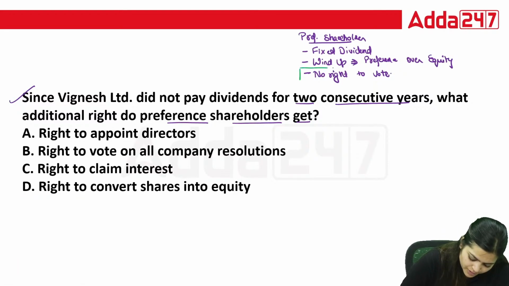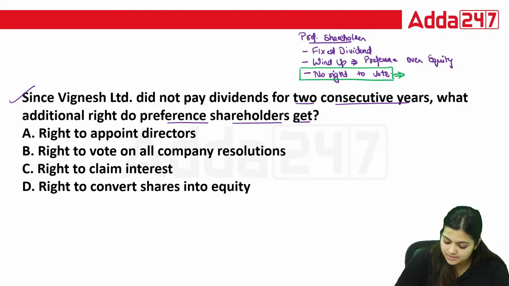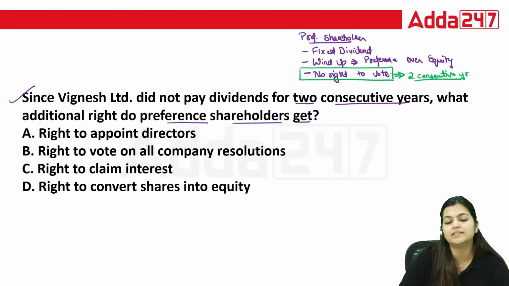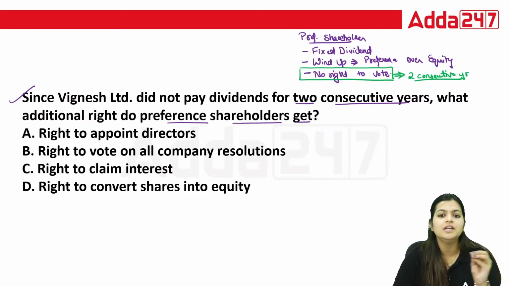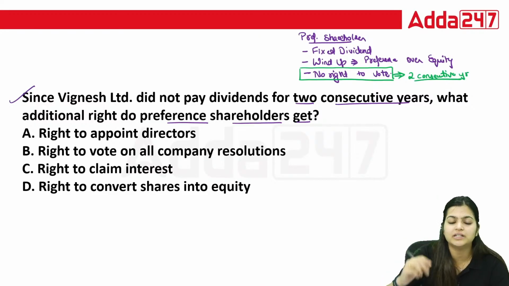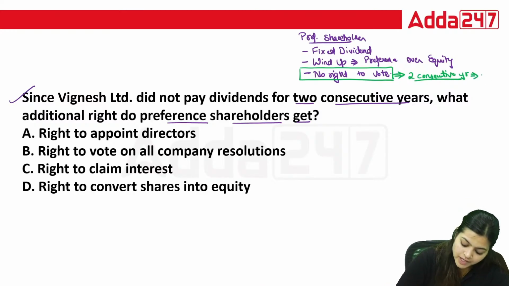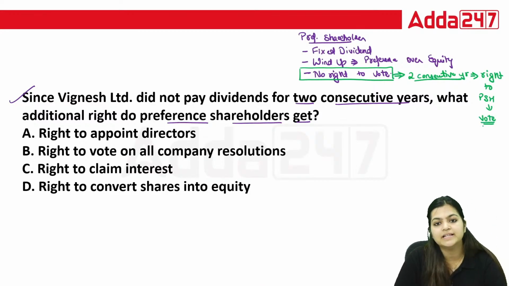But this no right to vote changes when the company does not pay any dividend for 2 consecutive years. 2 consecutive years means continuously. If the company did not pay any dividend for 2 consecutive years, then you give the preference shareholders the right to vote. Now they also become part of voting.